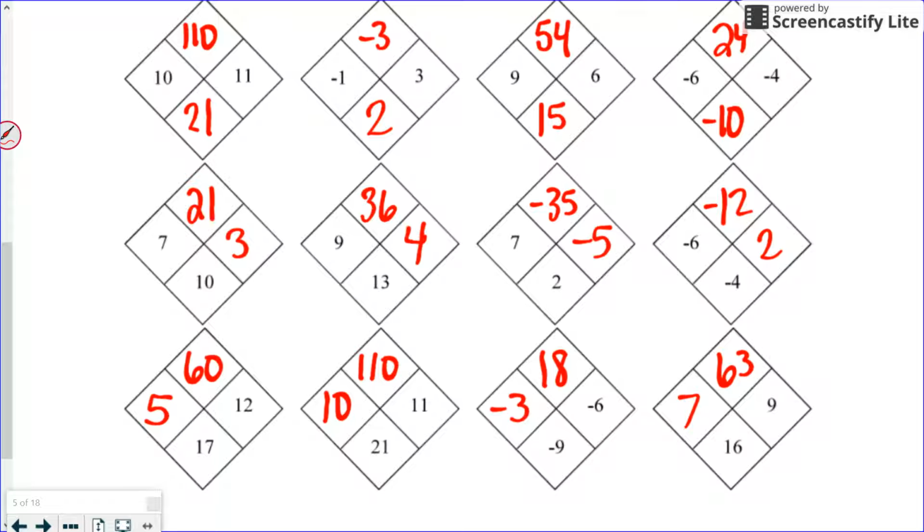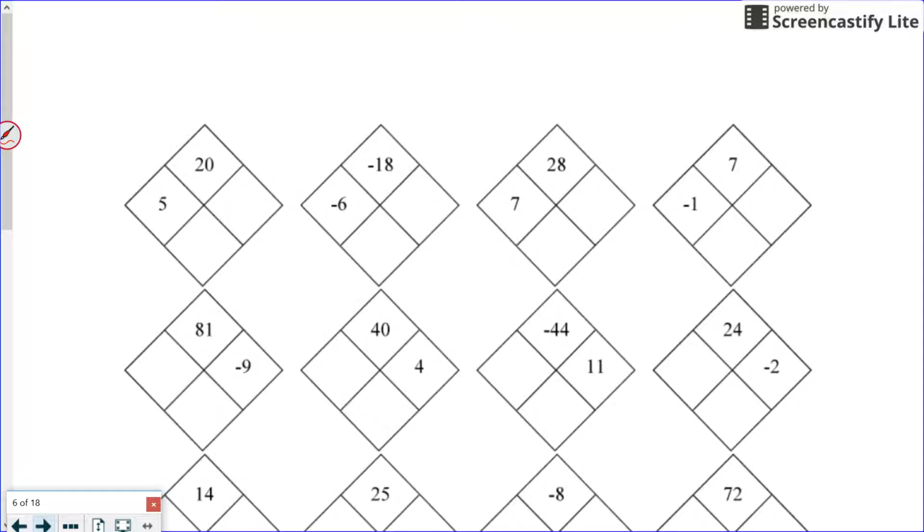On the back side, I've got what we're multiplying to, and one of the factors, I'm going to come up with the other factor and then add them together to come up with the bottom box. So 5 times 4 would be 20. 5 plus 4 would be 9. What times negative 6 gives me negative 18? That would be 3. And then negative 6 plus 3 would be negative 3.